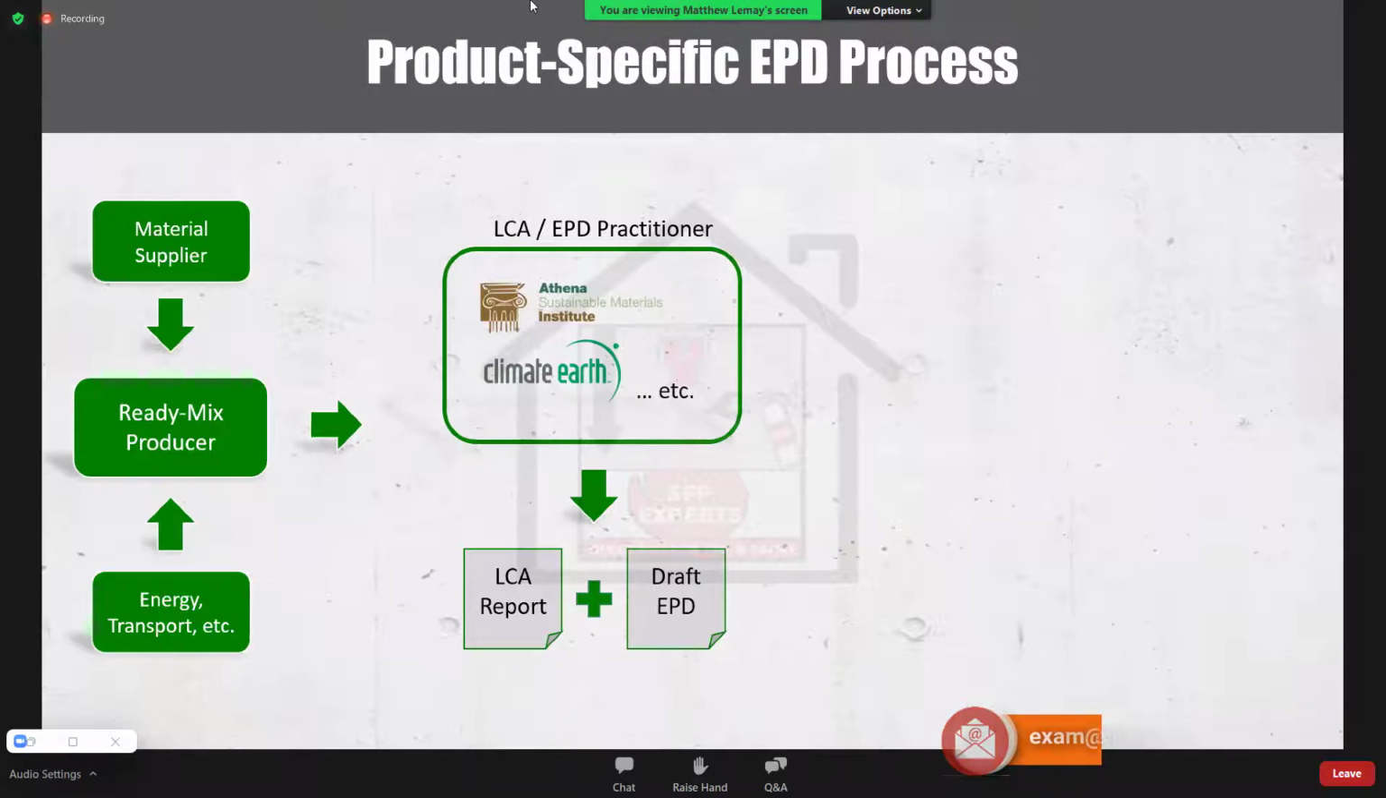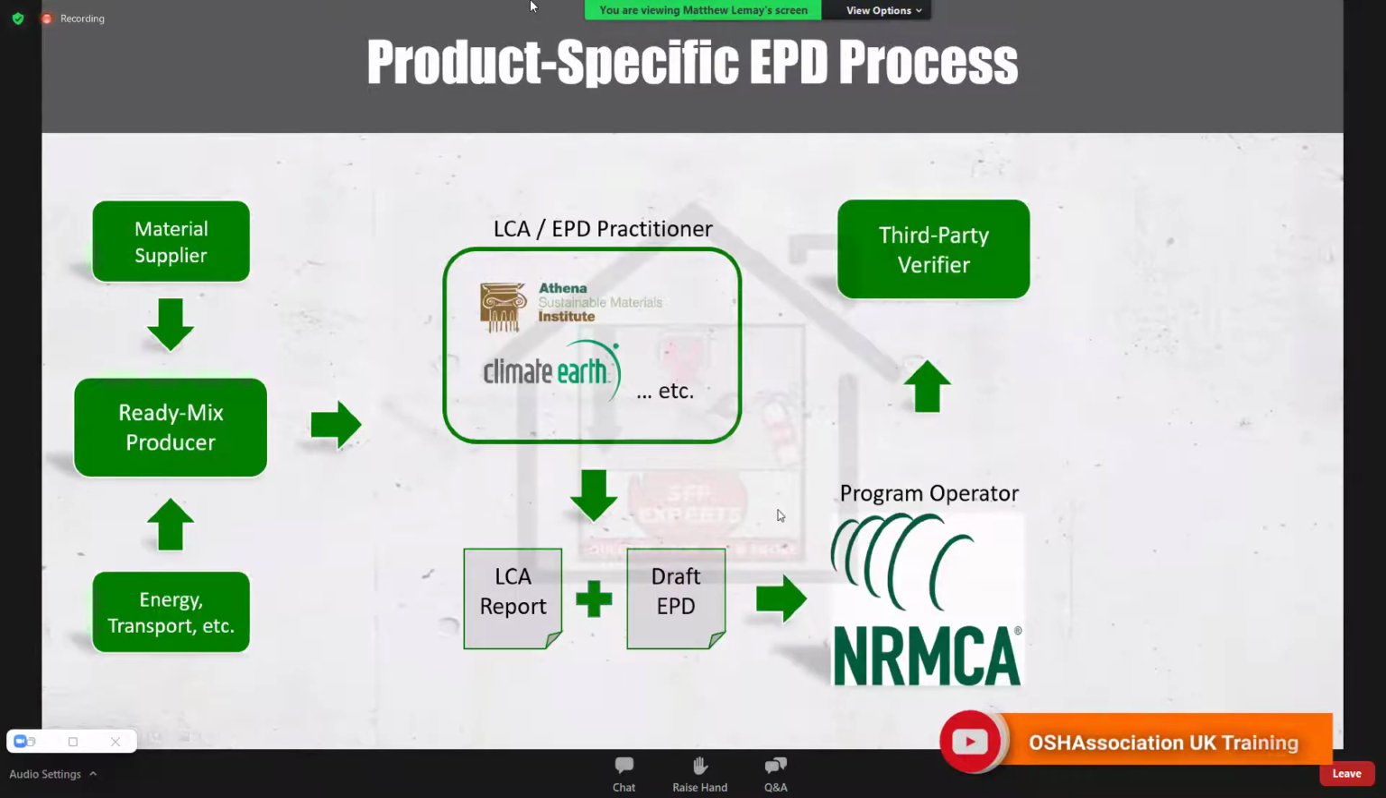From this point, with these documents, as a ready-mix producer, you would then contract with NRMCA to have the EPD verified. That's the role of NRMCA as a program operator. To ensure fairness, NRMCA contracts with a third-party verifier, which is not the same company as produced the LCA. And we select them largely at random, again, to ensure fairness. The third-party verifier corrects any errors in the EPD and ensures that it complies with ISO standards and the product category rule.